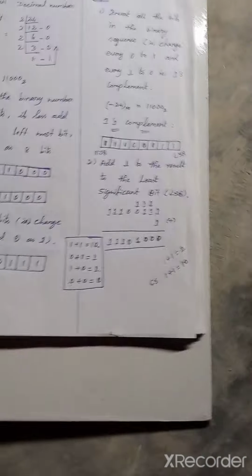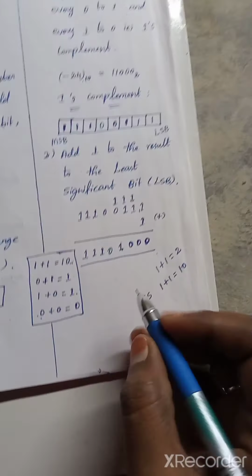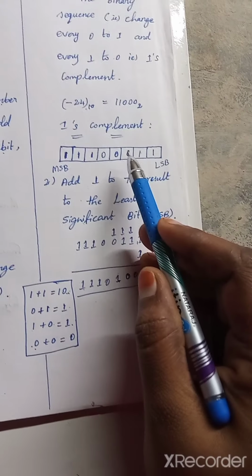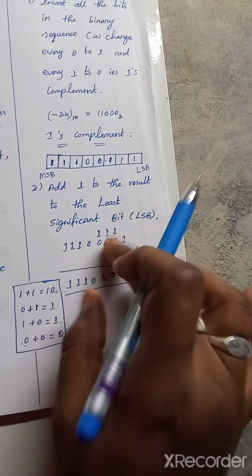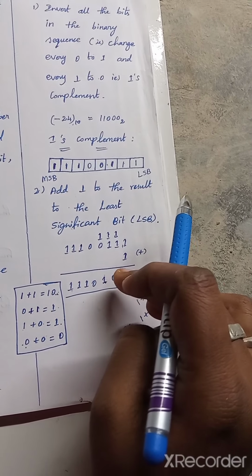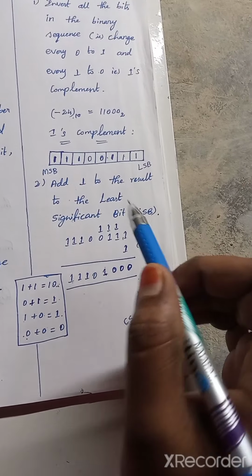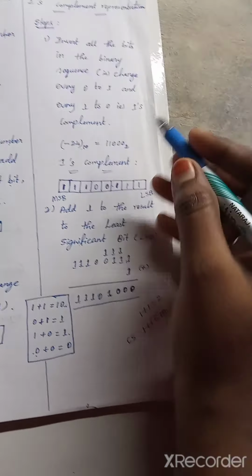We have another simple method. Okay, I'll teach you. This form of 2's complement is in your book, but I have another easy form. Okay, I'll teach you.